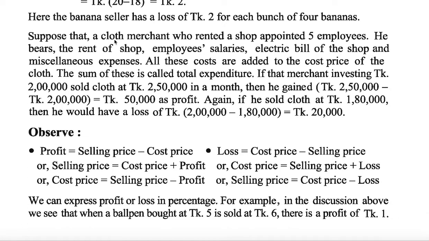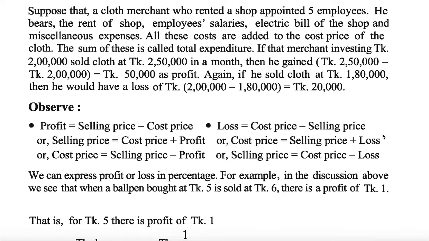In this case, suppose that a cloth merchant who rented a shop appointed 5 employees. He pays the rent of the shop, employees' salaries, electric bill of the shop, and miscellaneous expenses. All these costs are added to the cost price of the cloth. The sum of these is called total expenditure.